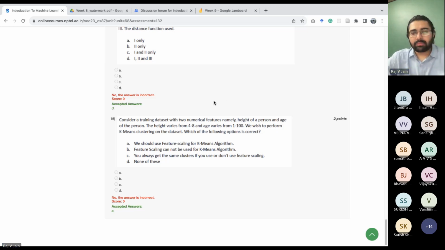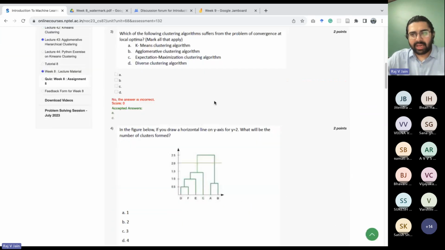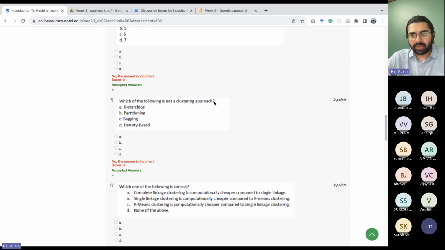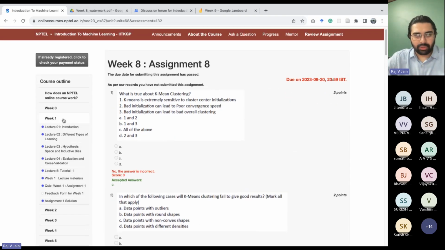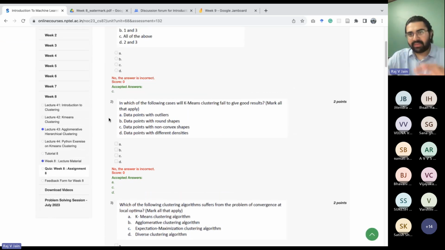Any doubts on the questions in this assignment 8? I realize there are two or three questions here and there that we have not covered in detail, and I've mentioned it. I've also written to the NPTEL folks to send out the PDF as soon as possible, before your exam dates are near.